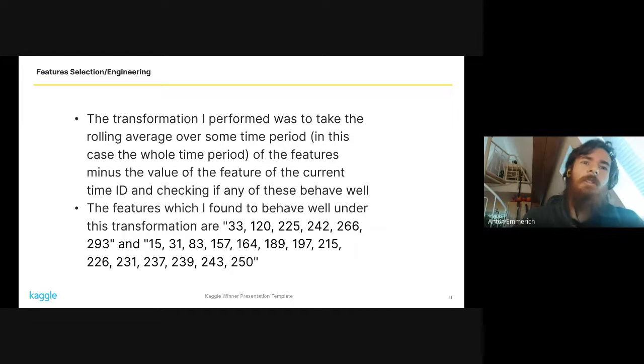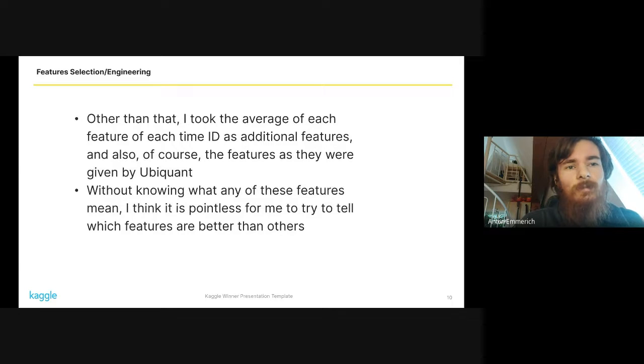I won't list all of the features here, but there are around 15, and you can go through my notebooks and see all of them. Yeah, so that's it. Then to the next slide, please. Other than that, I took the average of each feature for each time ID as additional features, along with the features as they were given by Ubiquant. Next slide, please.